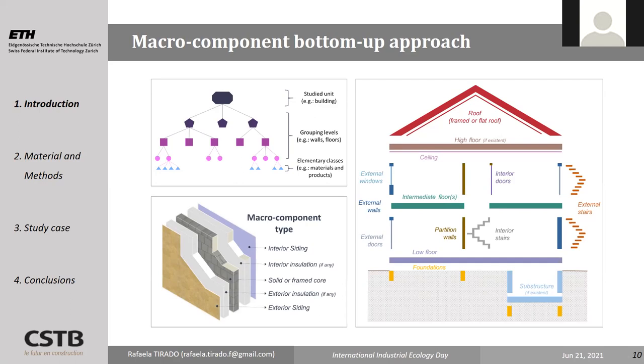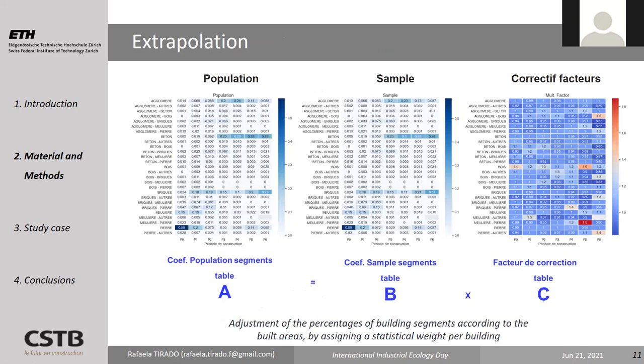This description concerns every part of the buildings, like in the figure here in the slide. We have a detailed description by materials and products for every macro component. And when we obtain all the information for every building, we are extrapolating the information because we are working first with a sample and we need information at the territory level.